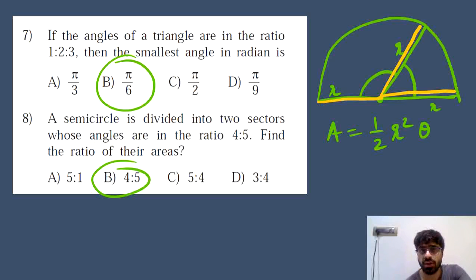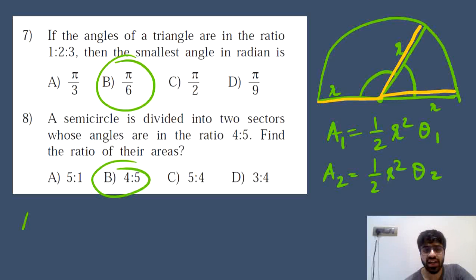For all those who have not understood what I just said, I will elaborate it for all of you. All those who have understood can just fast forward the video and go ahead with the next question. You can write A1 as half R square theta 1. You can write A2 as half R square theta 2. Why R square? Why not R1 and R2? Because radius was the same for both of them.